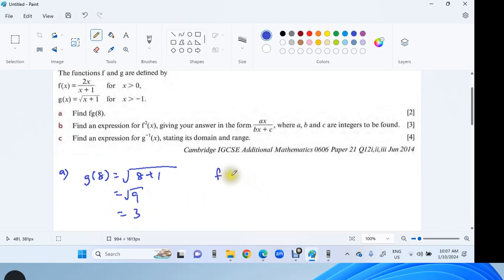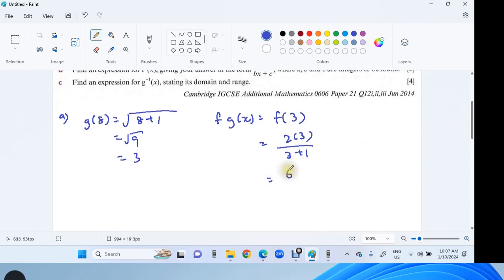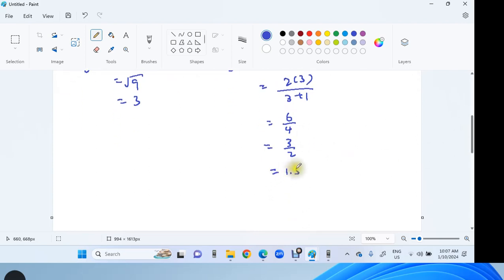And then we have fg(x), that is f(3). Then it is 2 times 3 over 3 plus 1. So we have 6 over 4, so it is 3 over 2, or we can say that it is 1.5 lah, or 1.5 lah.